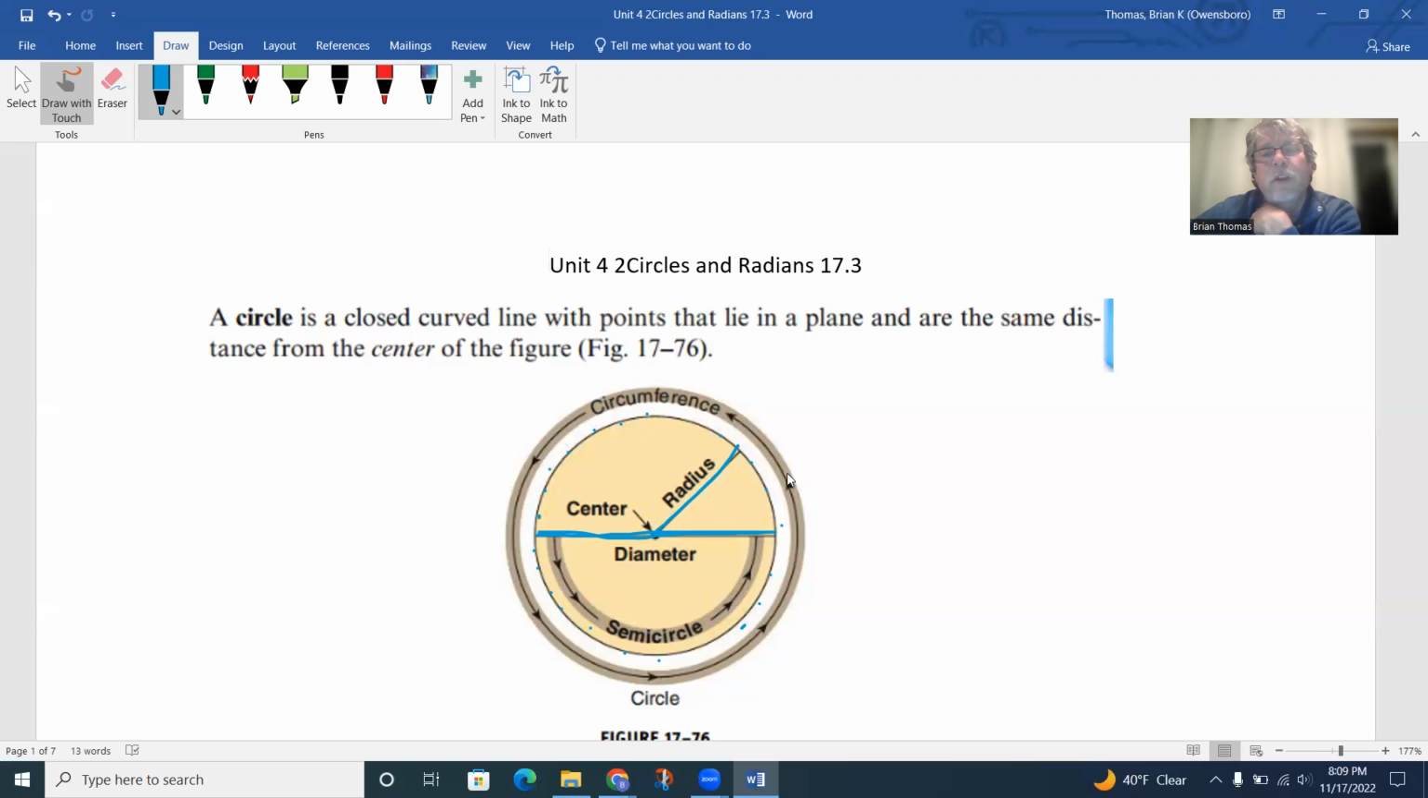Another word they talk about is circumference. Circumference is the distance we go around the circle. So the circumference means you have to go all the way around the circle. That's the distance. Again, circumference is going to be measured in inches or feet, so it's some type of linear measurement as well. And then a semicircle, of course, is just halfway around the circle. Semi means half.